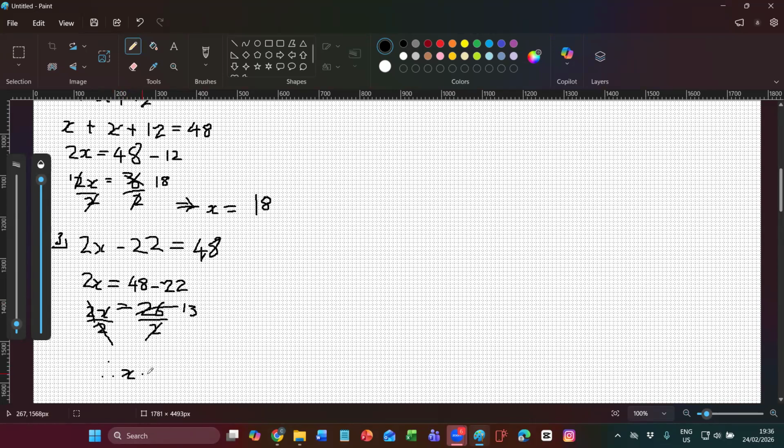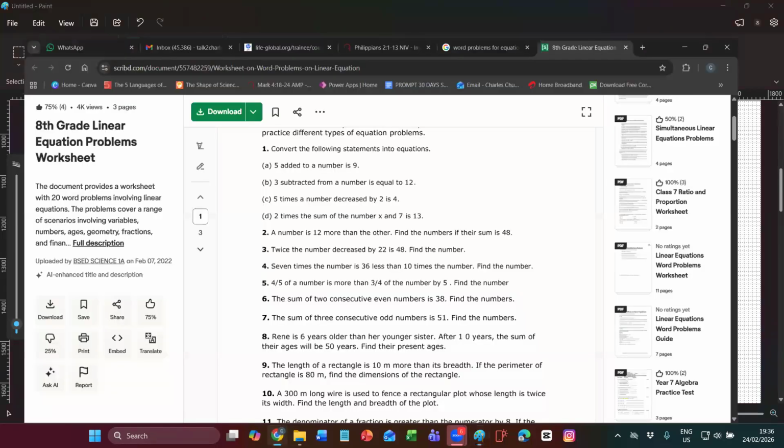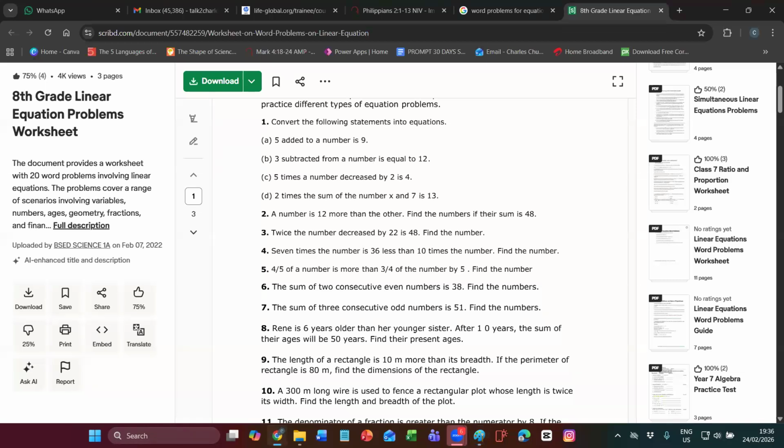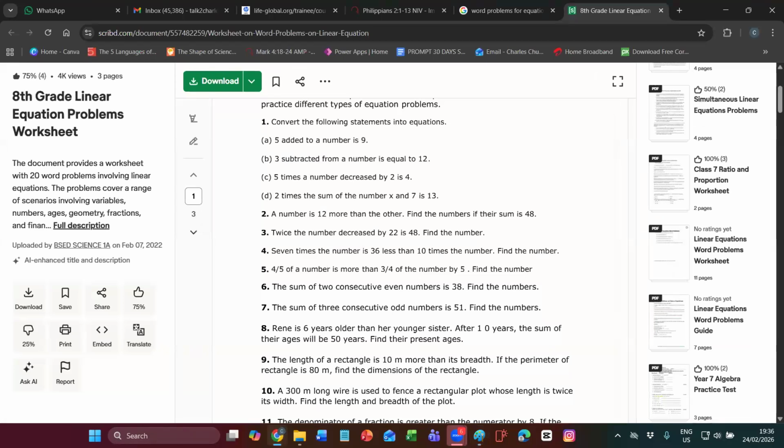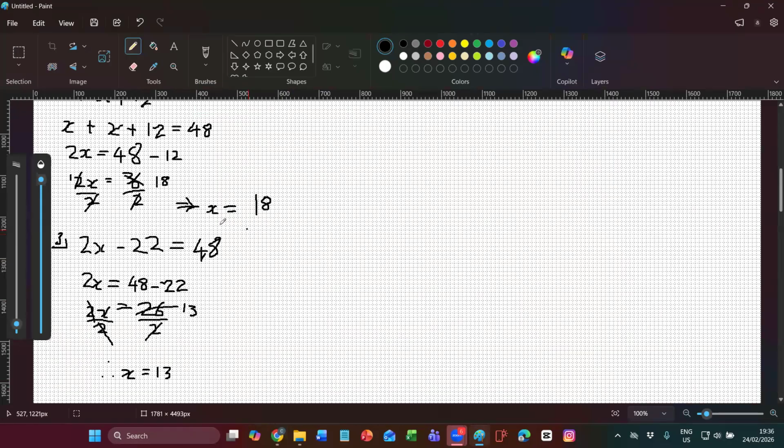But they asked us to find the two numbers. So x is equal to 13, while the second number will be what? Hold on. This is not even the one that said we should find two numbers. Sorry, my bad. It was number 2 that said we should find the numbers. So let's back up. x equals 18 and x plus 12, because that's the second number. So x plus 12 is 18 plus 12, which is 30, right?